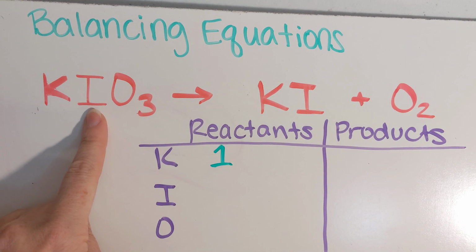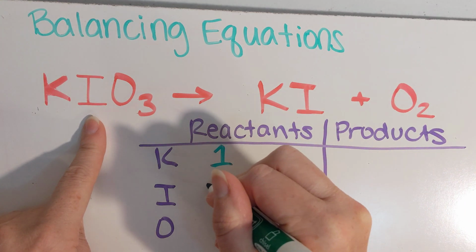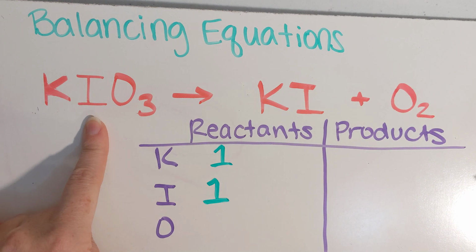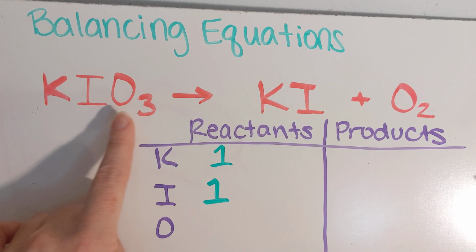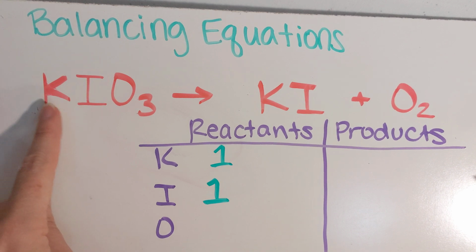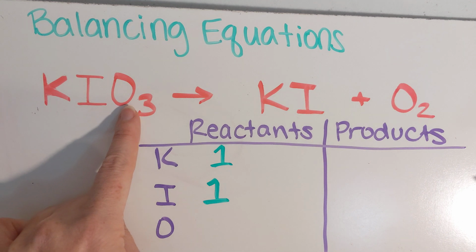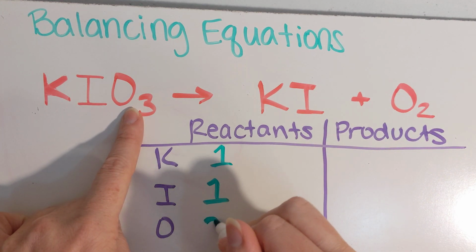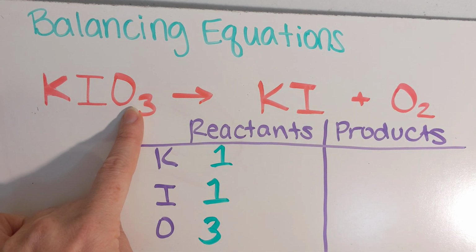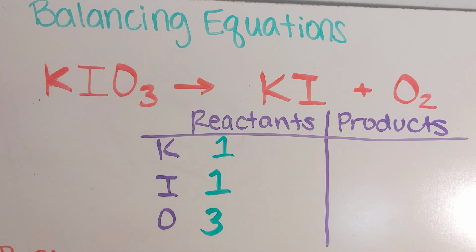Then I go to I, and I do the same thing. No coefficient, no subscript. That means there's one I. Okay, and then I go to O. Look in front, there's no coefficient here, but there's a 3 here. So you say 1 times 3. So I have 3 oxygens. Okay? So that's what I'm starting with for reactants: 1 potassium, 1 iodine, and 3 oxygens.